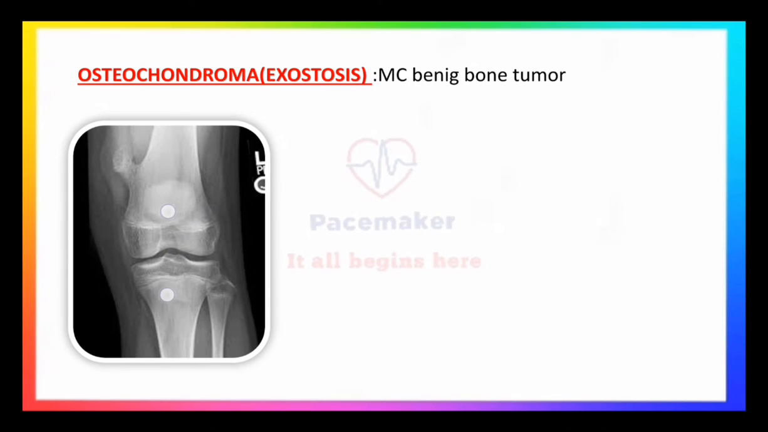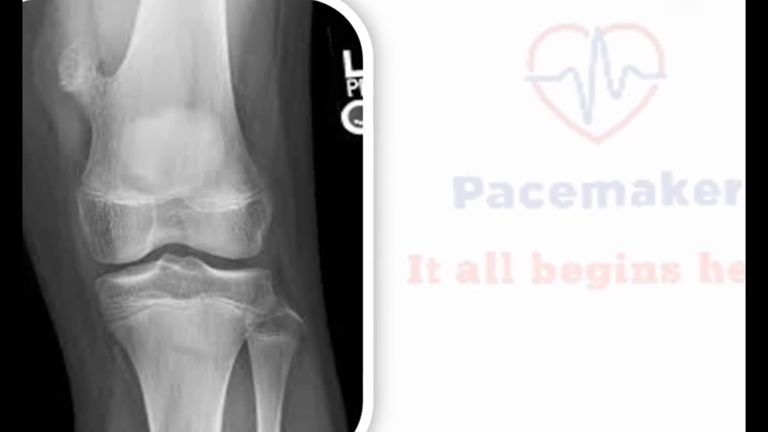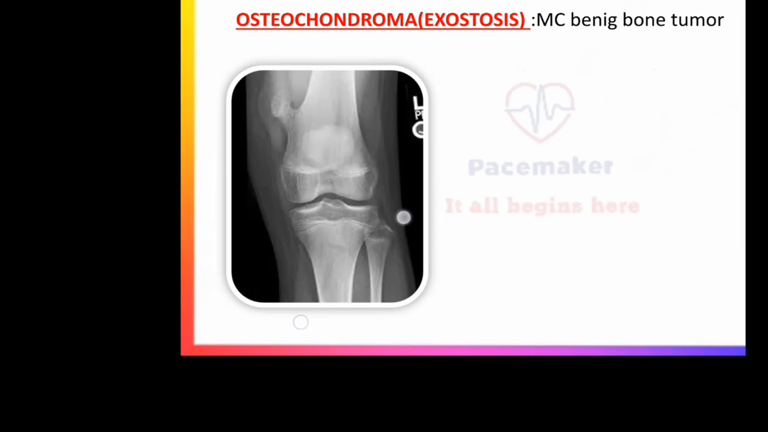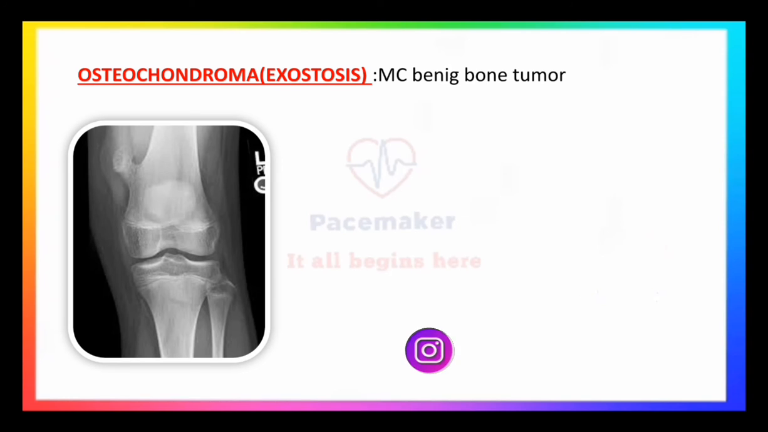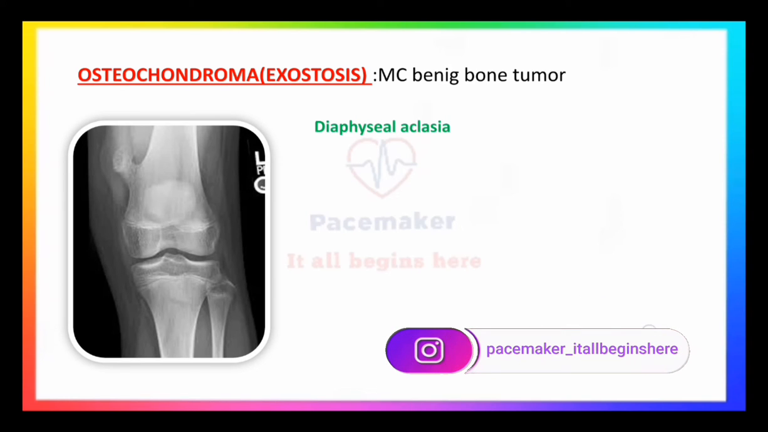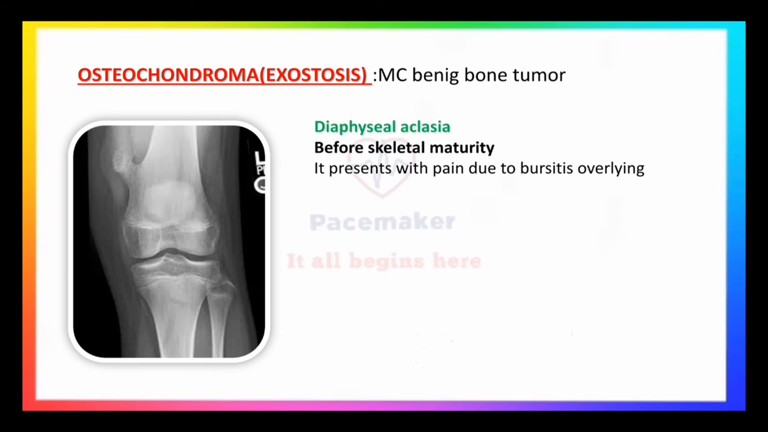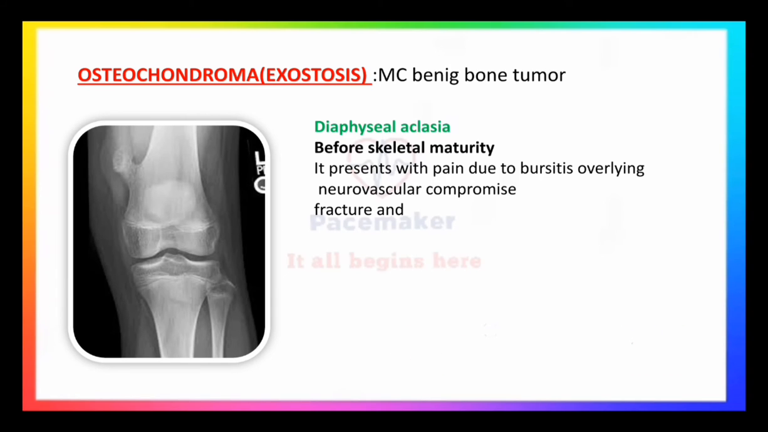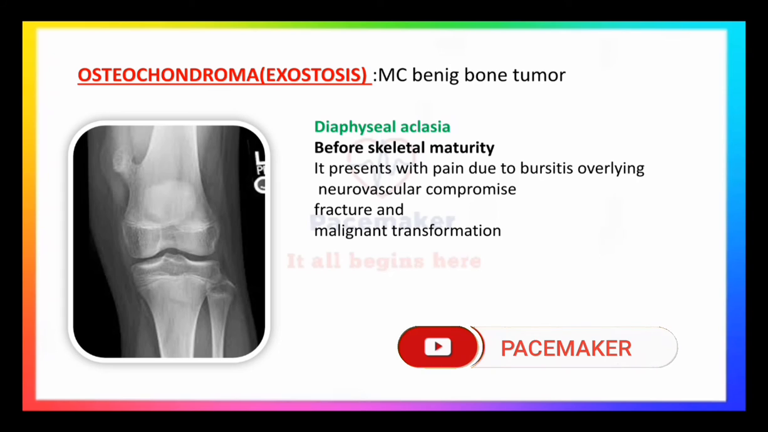So, you can see here also, the epiphysis is not fused with the metaphysis. That means this also presents to you before skeletal maturity. This is also called diaphyseal achalasia. It presents before skeletal maturity, and it presents with pain due to overlying bursitis, neurovascular compromise or fracture, and because of malignant transformation. This osteochondroma or exostosis undergoes malignant transformation.